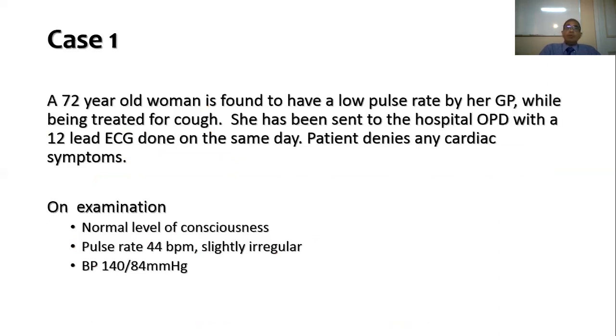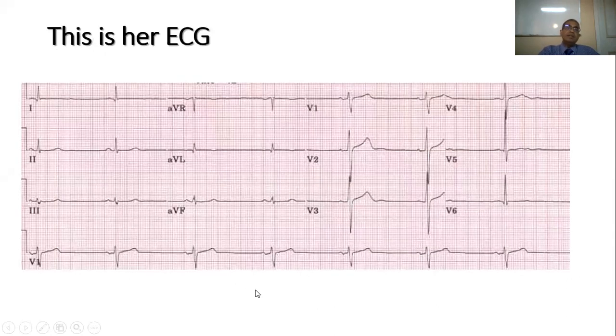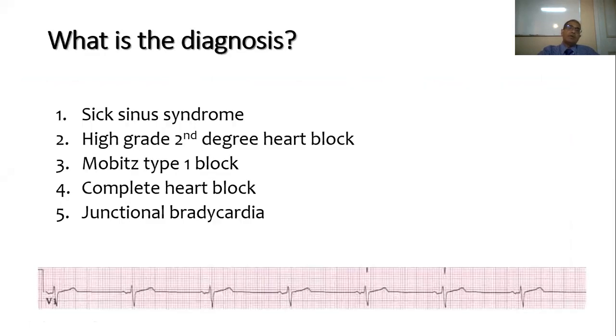This is an older woman who came to the GP to be treated for a cough. The GP felt her pulse and found it low. Then he did an ECG and sent the patient to the OPD. When the patient came, the patient is fine. Patient is normal. Patient says, I have no problem. The only thing you find is that the heart rate is on the slow side. And this is the ECG that the patient has brought with her. Just look at the ECG for a couple of seconds, and we'll ask some questions.